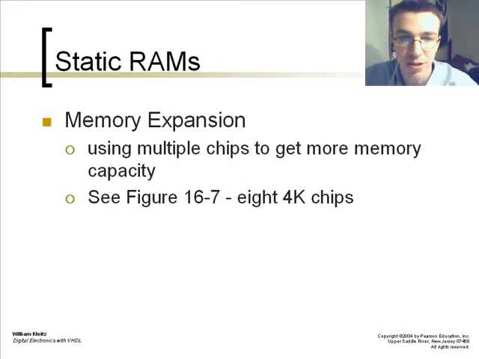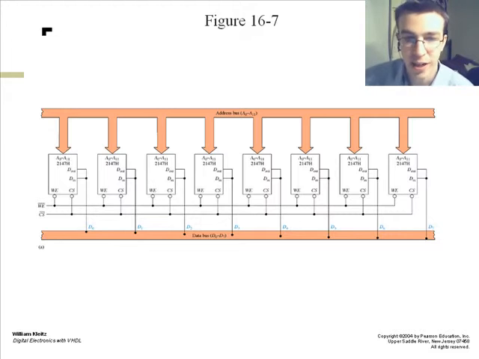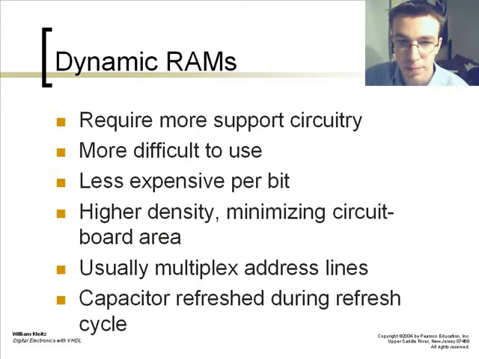Another form is the memory expansion, using multiple chips to get more memory capacity. This is shown here with the same chip, but you have 8 of them instead of 1. This combines the original 4000 to 8 times that.